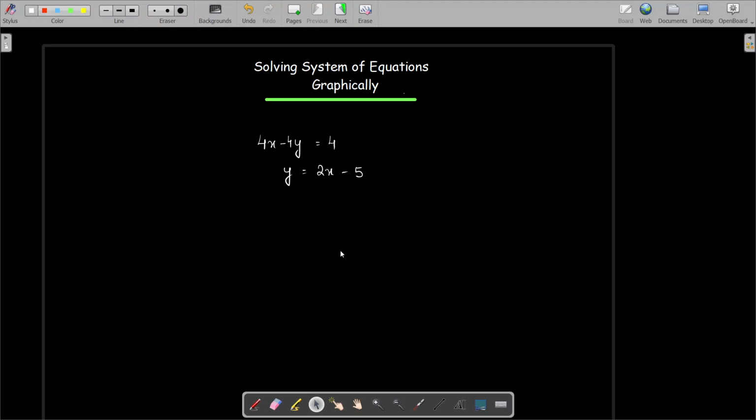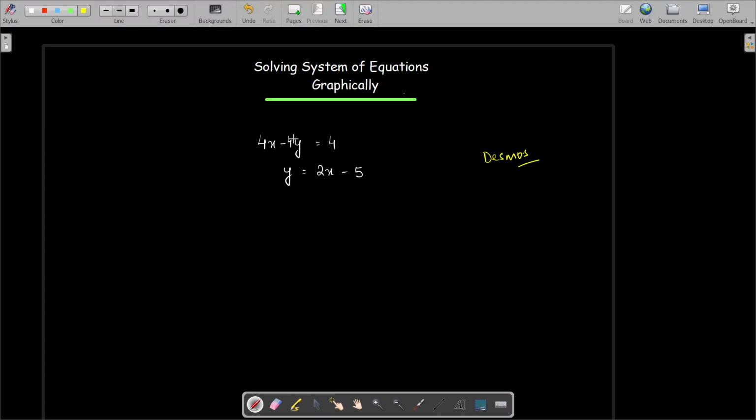Solving system of equations graphically. This is actually my favorite method, unless I have to draw the x-axis, y-axis, and then plot the points and everything. If I have access to Desmos, then this is my most favorite method to solve the system of equations.